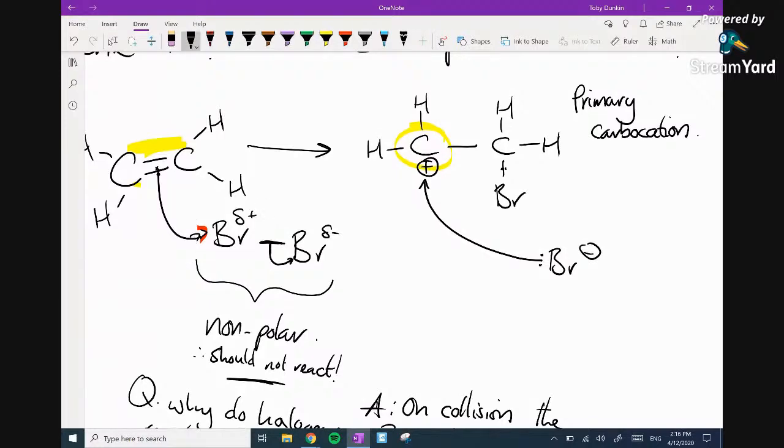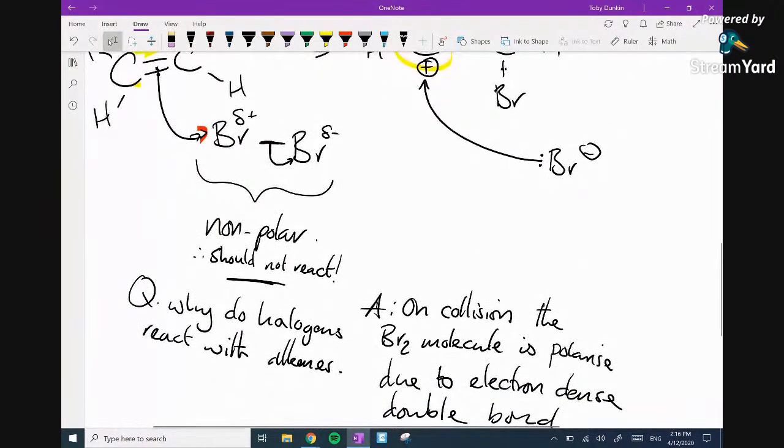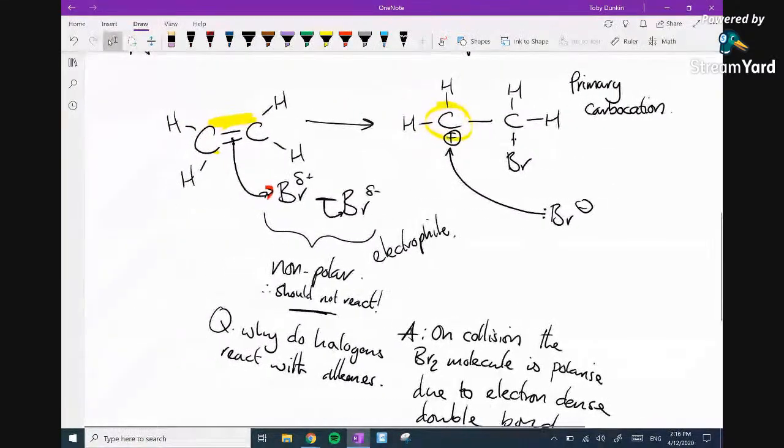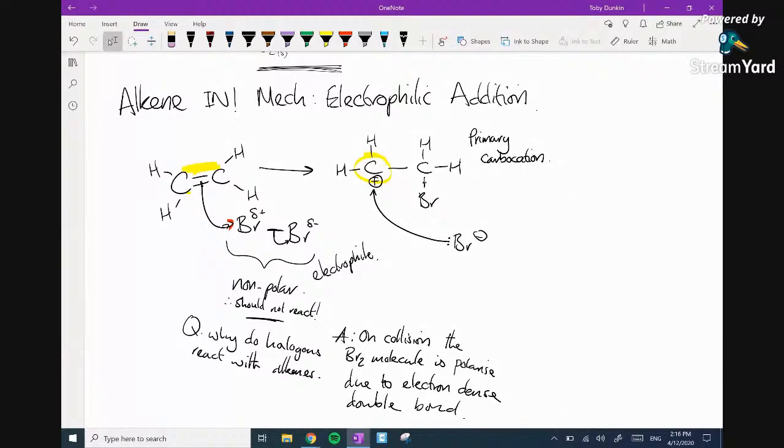So at the start, this molecule here, the bromine, which is non-polar and shouldn't react, is actually acting as what's called an electrophile, which is an electron pair acceptor. It's coming from that bond. So that there is the addition of bromine to ethene.